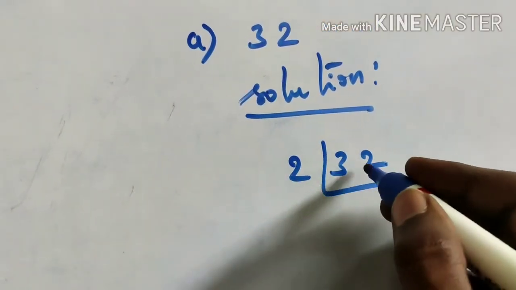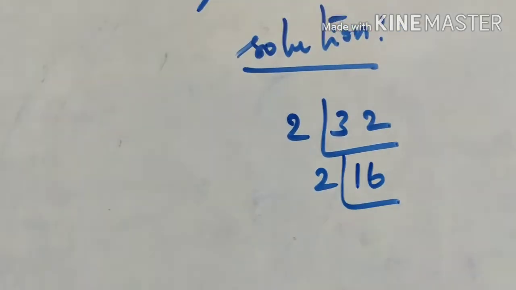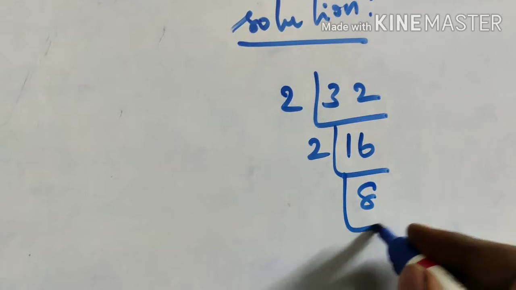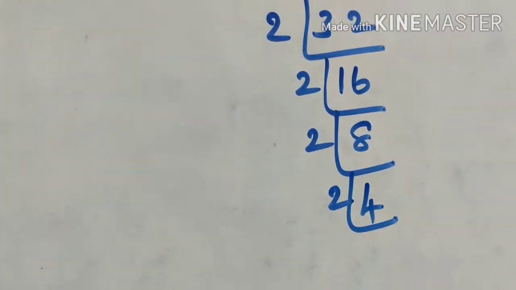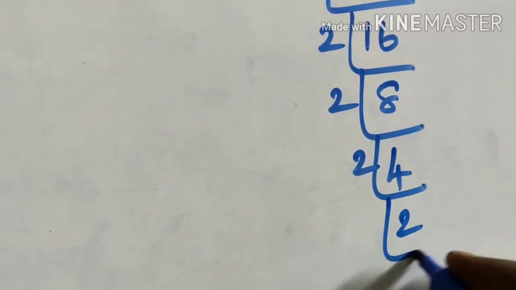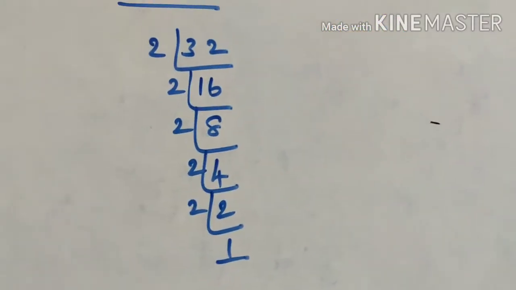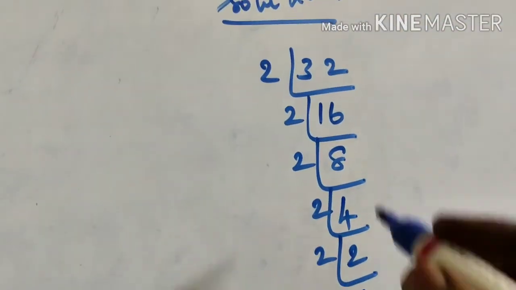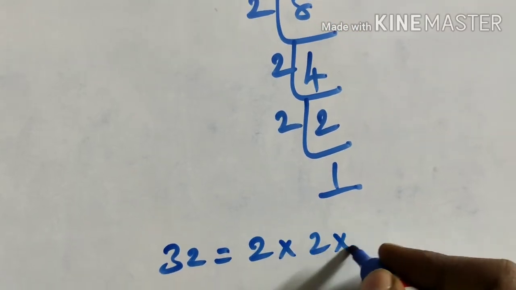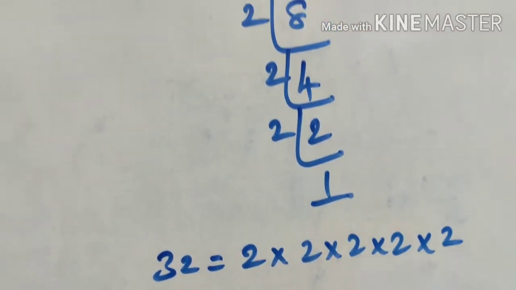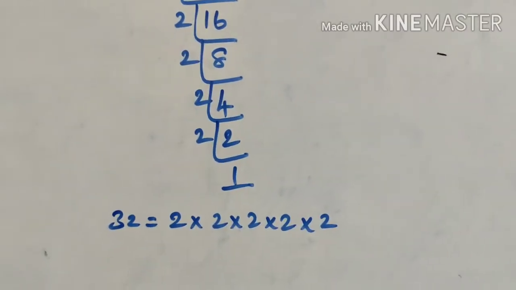So, if you divide 32 by 2, you get 16. Again, if you divide by 2, you get 8. Again, if you divide by 2, you get 4. Again, if you divide by 2, you get 2. If you divide by 2, you get 1. So, till 1, you have to do like this. Now, 32 can be written as 2 into 2 into 2 into 2 into 2, because 5 times 2 has been multiplied.